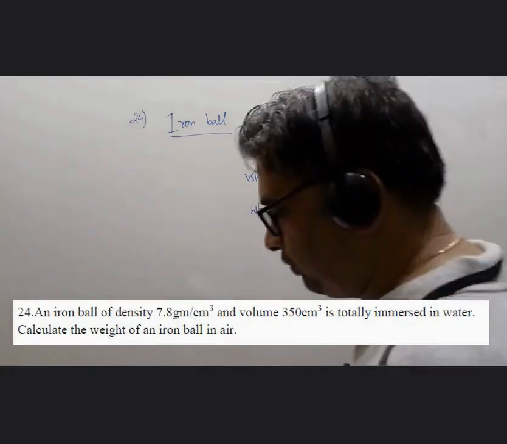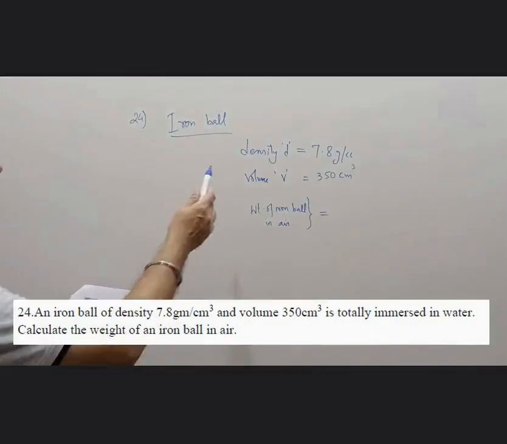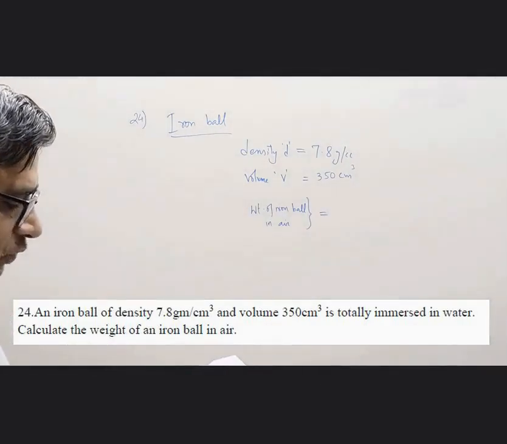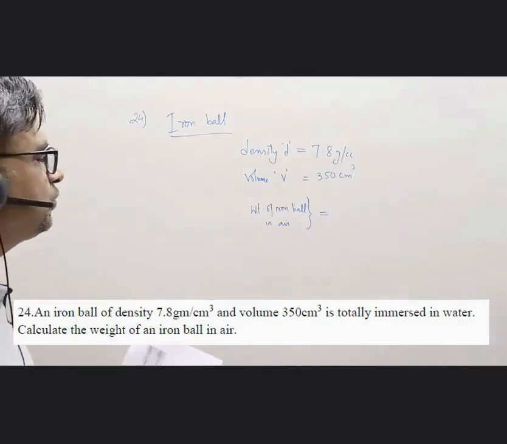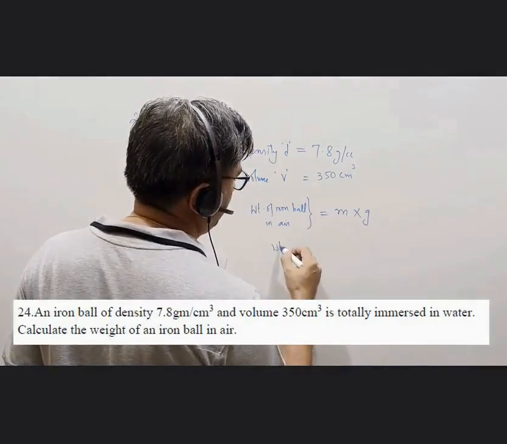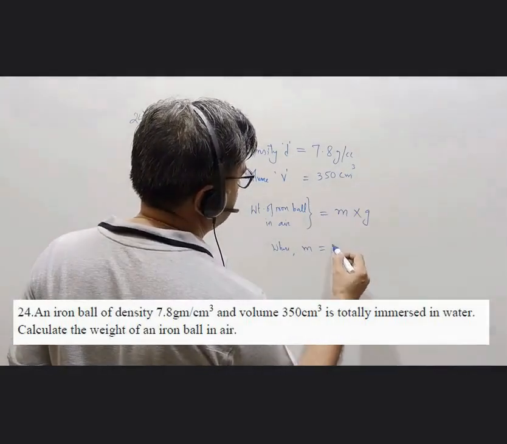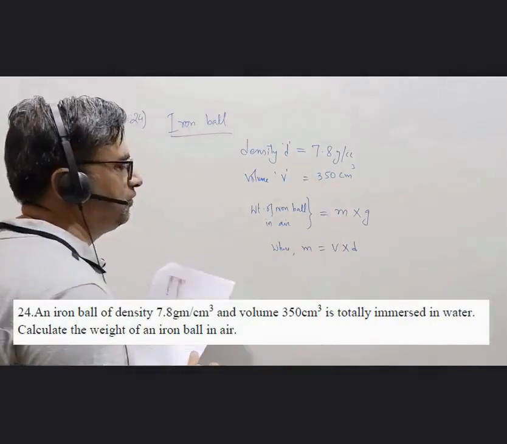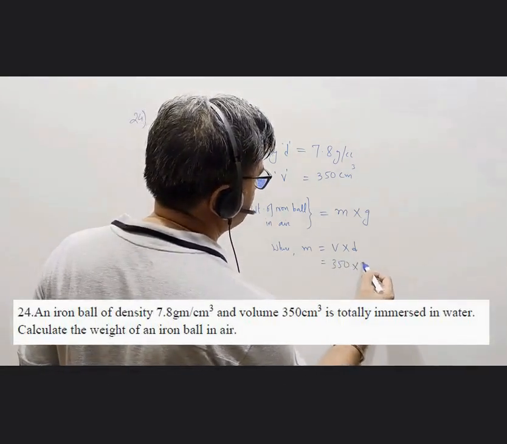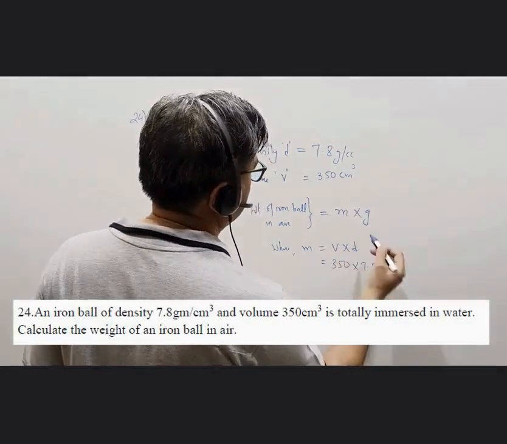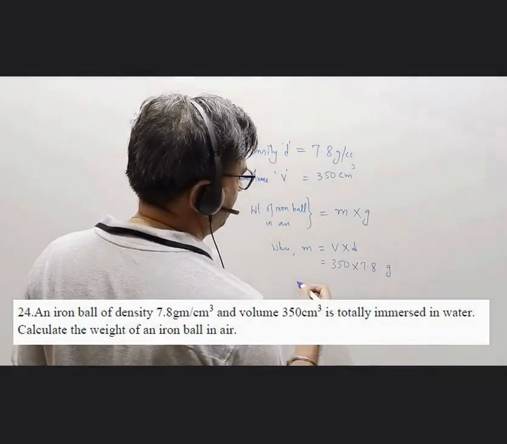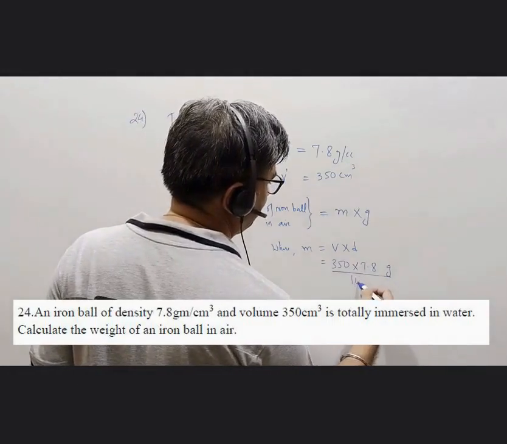The density of the iron ball is given. It's 7.8 gram per cc, and the volume is also given, and we are required to find the weight in air. So weight we know is mass times acceleration due to gravity, where m in this case we can find out using the values that we have. So this comes to 350 into 7.8, and this will come in grams. Then we can divide by 1000 to convert this to kg.